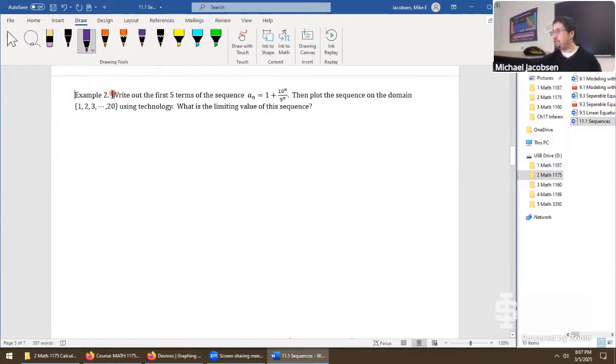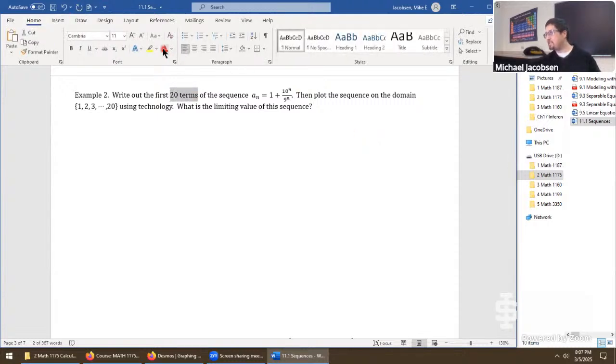I think I have a typo here. It says write out the first 5 terms. This should say 20 terms. Let's start off by just fixing the weird mismatch in instructions.